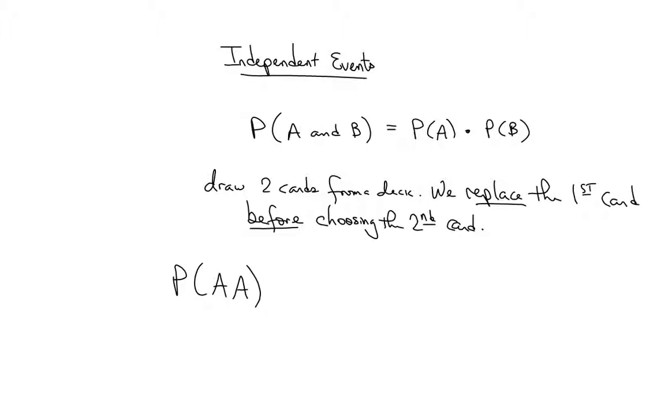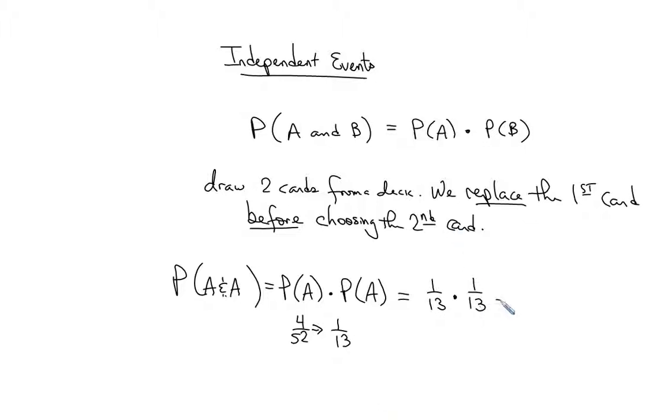Okay? So here's the idea. This is going to be equal to the probability of getting an ace. I should put an and in here just to keep things consistent. Ace and ace. That's the probability of ace times the probability of another ace. What's the probability of getting an ace from a deck? Okay, 4 out of 52, which is really 1 out of 13. So that's 1 out of 13 times, what's the probability of getting the other ace? 1 out of 13, which gives you 1 out of 169.